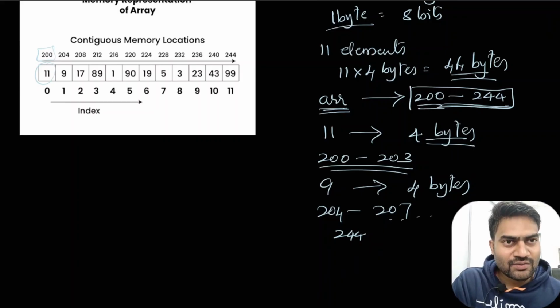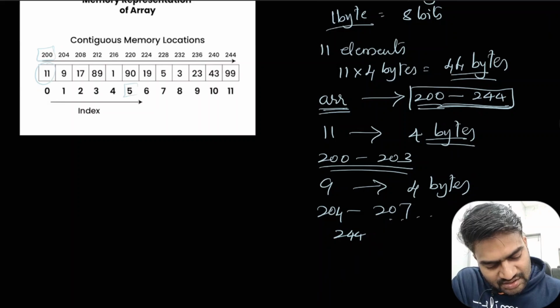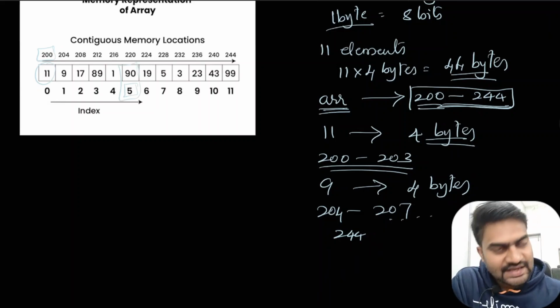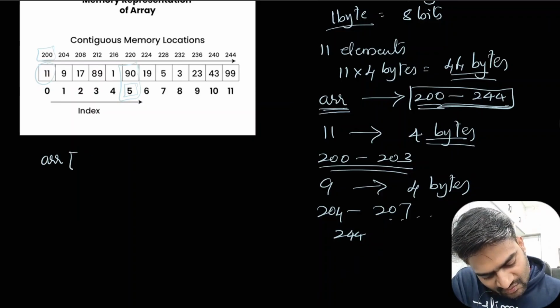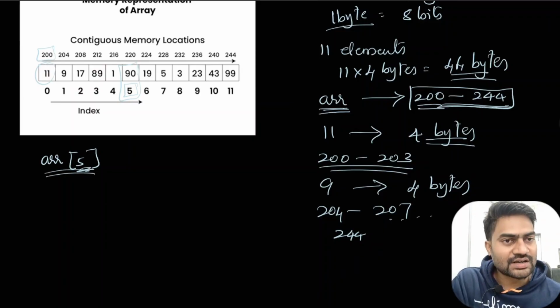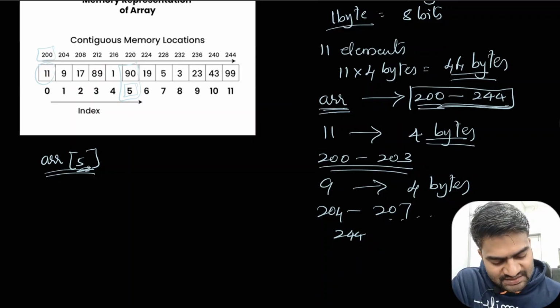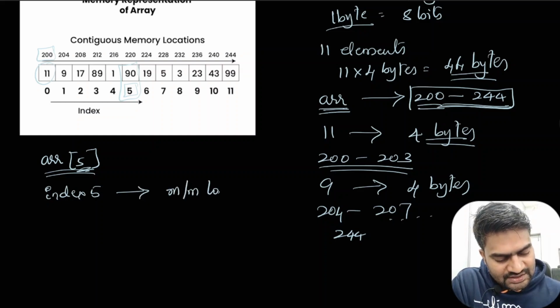Now I want to access maybe my fifth number, which is this 90. So how do I access it? In the program, it is going to be array of 5. But when we have stored these numbers, they are stored at some memory locations, and now I am trying to access using this index. So what our computer or our program does is it will take this index 5, then convert it into a memory location.